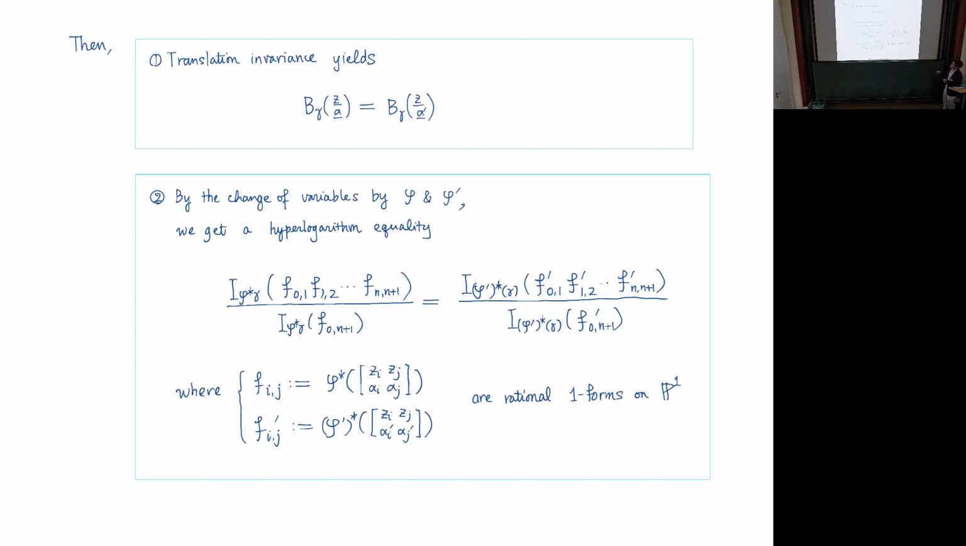And then, since we have the translation invariance of the iterated beta integral, we have this equality. And then, if we pull back the forms by phi and phi prime respectively, then this side becomes a quotient like this, where Fij is given by the pullback of the form d_ij alpha_i alpha_j, and here the counterpart will be phi prime star of this thing with shifted parameters.